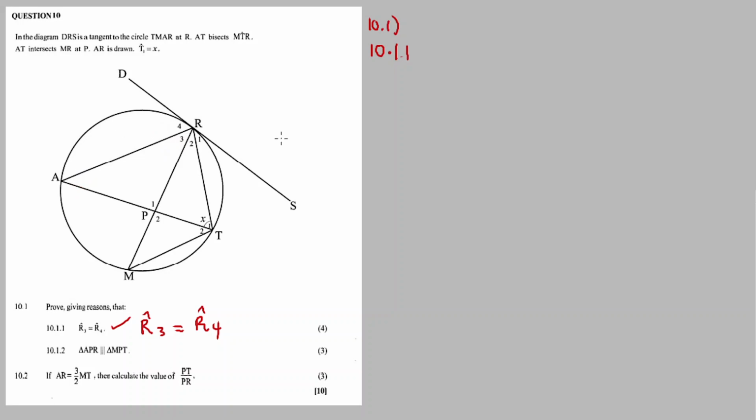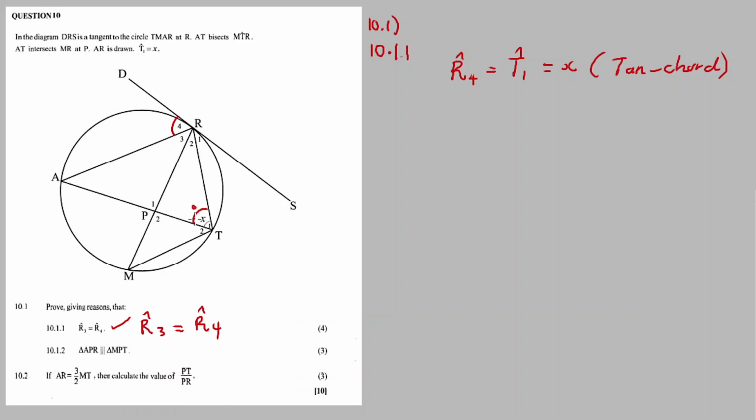Now, let us think for a moment. So R4 is equal to T1. Why do I say that? They are both equal to X. Why? It's the tan chord theorem. Yes, it's the tan chord theorem. This helps with the proof that R4 and R3 are equal. And this is the only angle R4 is equal to. So we have to take it into consideration.